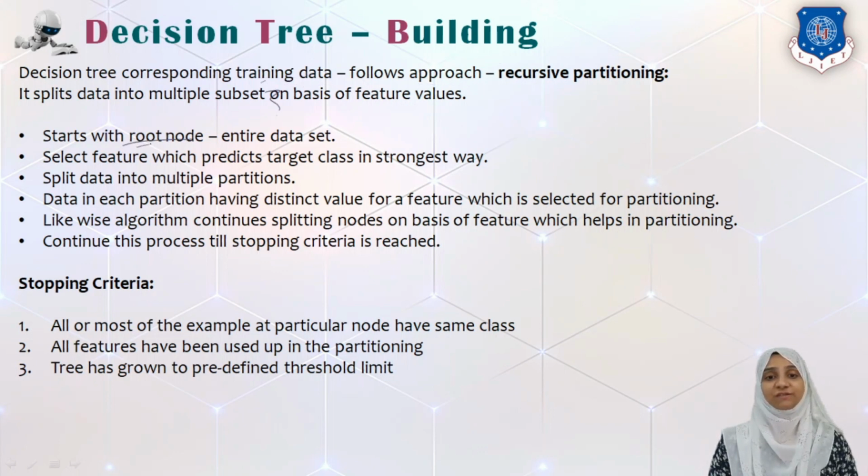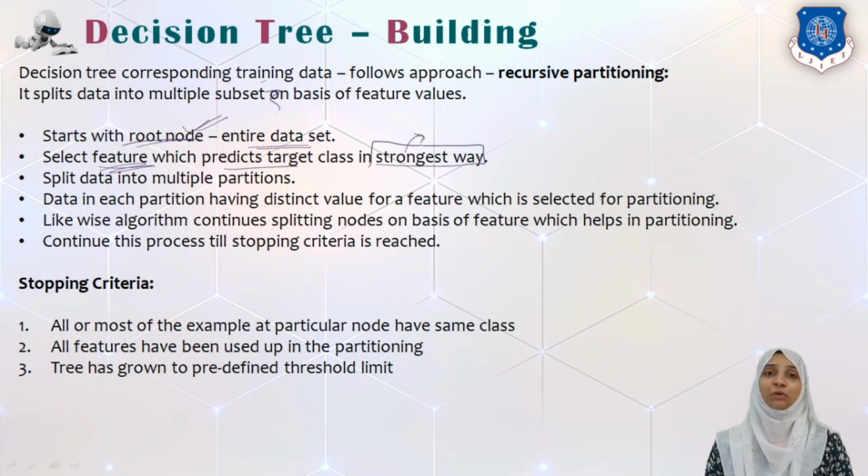The procedure of partitioning starts with the root node. We are considering the entire data set as our root node. Now over this complete data set, we will find a feature or a particular attribute which predicts the target class in the strongest way. Now how do we find which attribute is strongest, or contributing maximum to finding the target class? That can be done with two things. One is called entropy, and with entropy we calculate something called information gain. And using that selected feature, we make multiple partitions.